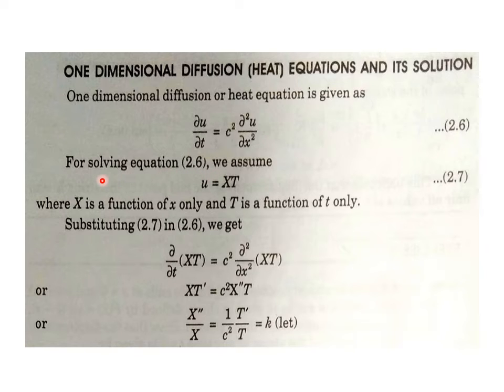That is, for solving equation 2.6, we again assume u, now looking as a dependent variable that depends upon small x and t, is capital X into capital T, where obviously capital X is a function of small x only and capital T is a function of small t only, as an obvious step to follow for the method of separation of variables. In the previous wave equation, the dependent variable u was considered as displacement. Here the dependent variable u is to be considered as temperature, because we are talking about the heat equation.